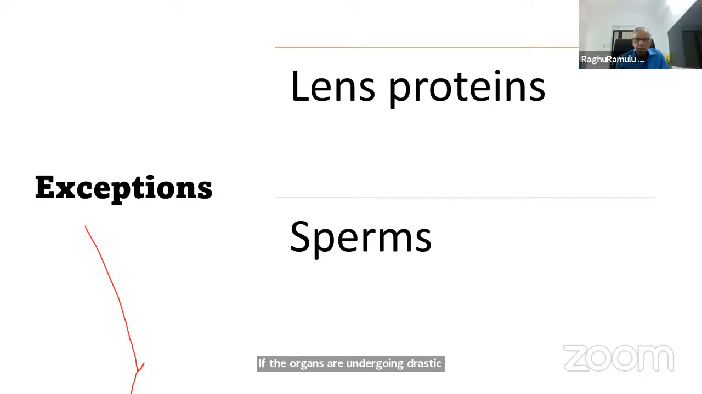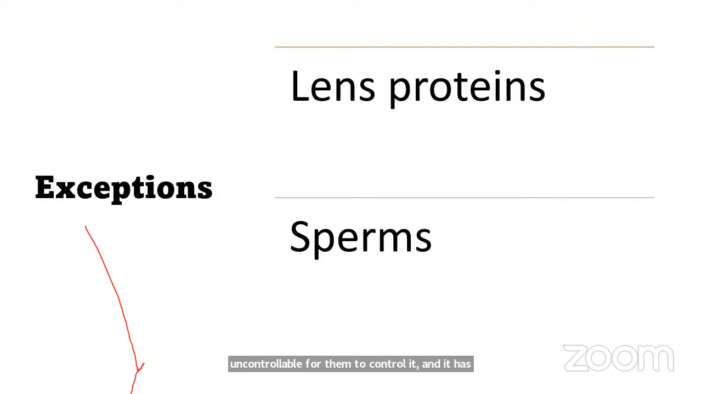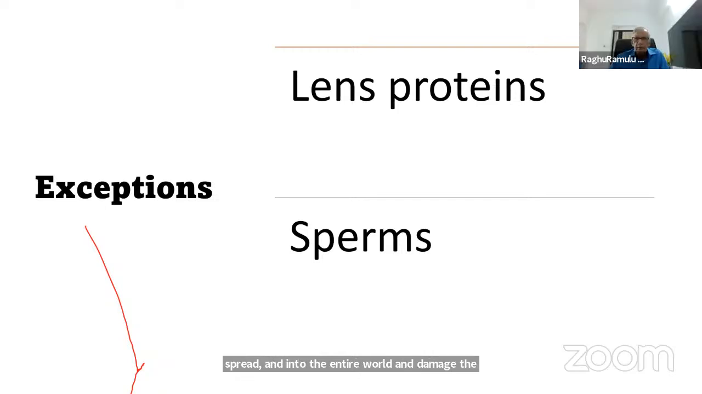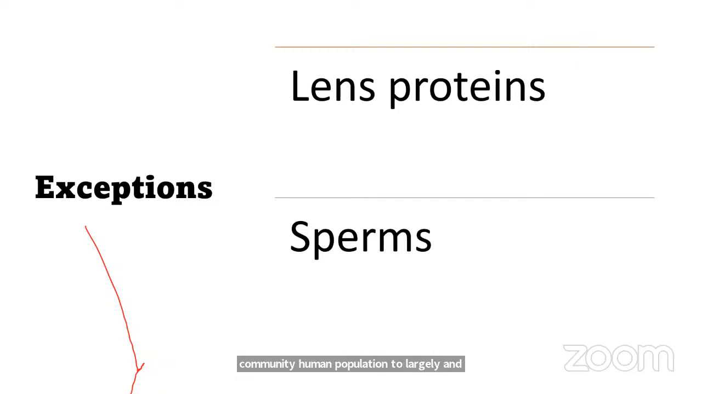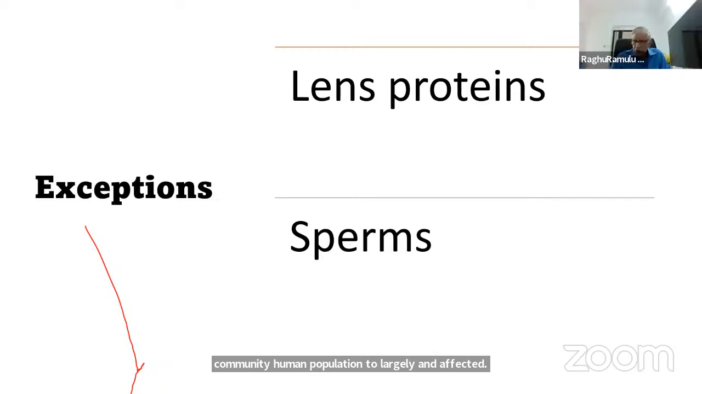Why do these changes occur? Because we are disturbing nature. Maybe this virus was created in a laboratory, we don't know that, but scientists have predicted that it was fabricated in a particular laboratory. Some research was carried out, as a result of which it underwent drastic changes and became uncontrollable for them. It spread into the entire world and largely damaged the human population. Therefore, we have to have the basic design of an antigen structure.